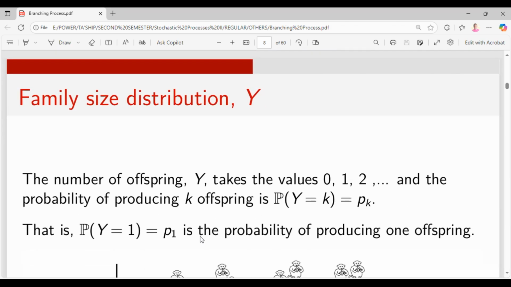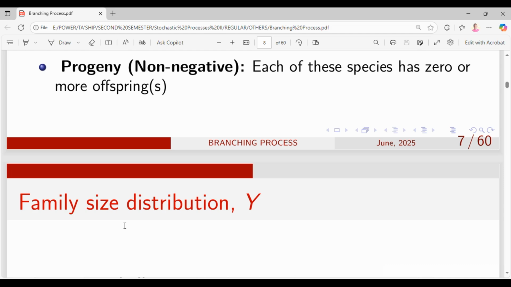Okay, so let's look at the family size distribution in detail. We'll pause here and look at it in the next video.